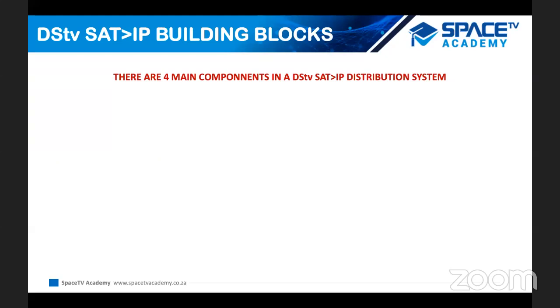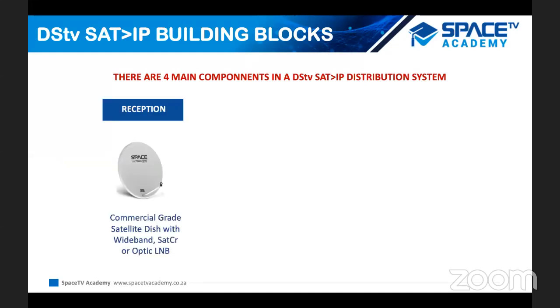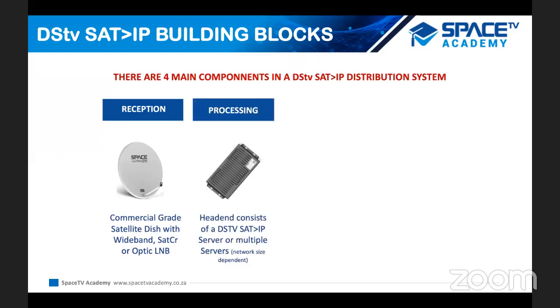So there are 4 main components in a DStv distribution system, the building blocks of such a network. And the first one is the reception part. We use a commercial grade satellite dish with either a wideband SATCR or optic LNB.